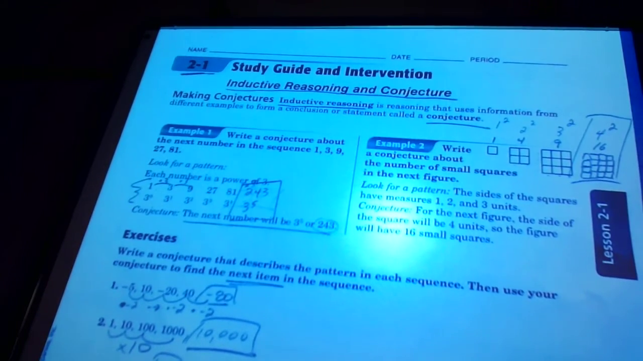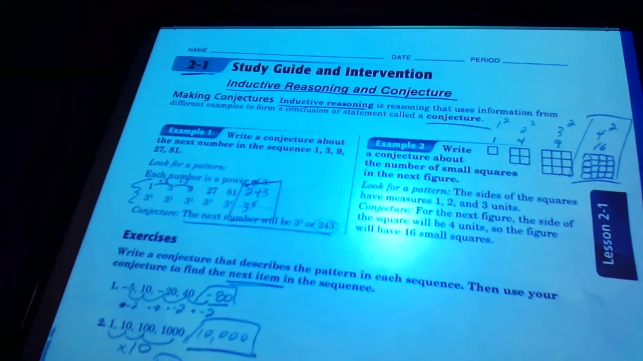Started in Chapter 2, 2-1, Inductive Reasoning and Conjecture. A lot of Chapter 2 is going to be you learning how to use the terminology that you've learned in Chapter 1 and are going to keep learning, and how to apply that to future problems or to predict future values. So that's what we're getting into in 2-1.